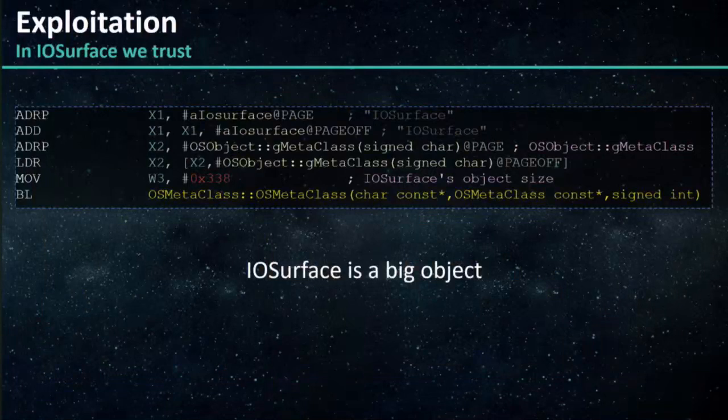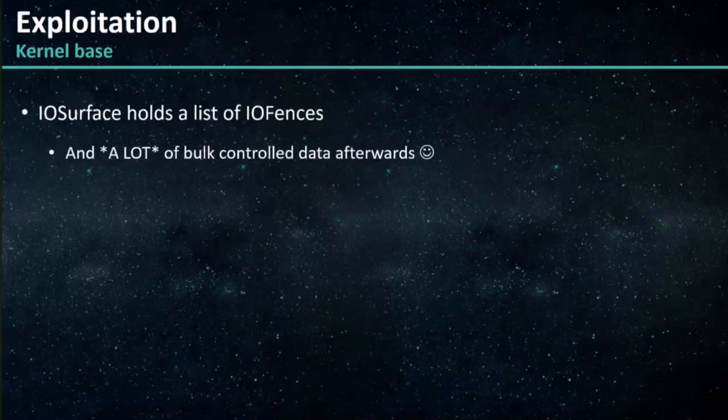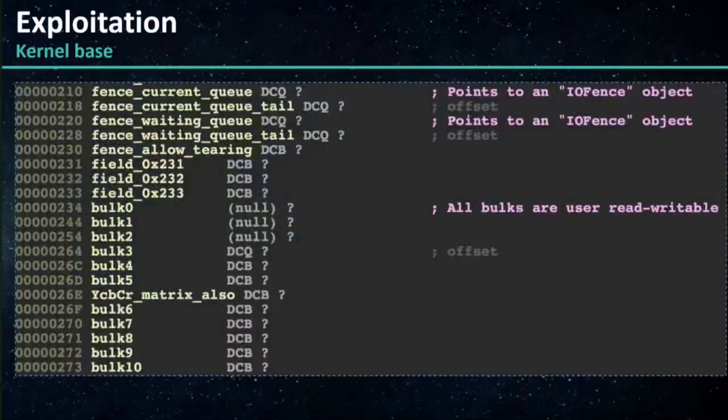So we can't, unfortunately, leak the vtable of the iOS surface, but lucky for us, iOS surface is a very big object. So I kept investigating what the other variables of the object are. iOS surface maintains a list of something called IOFence. We don't really have to understand a lot about it. It's just a synchronization object that iOS surface uses. It actually has a list of those. And lucky for us, after that list, there is a lot of controllable information. These are called bulks. I have no idea what they are actually used for, but we can completely control them.